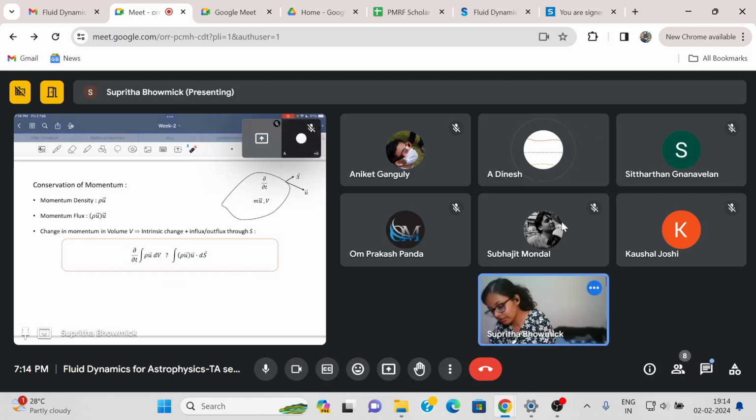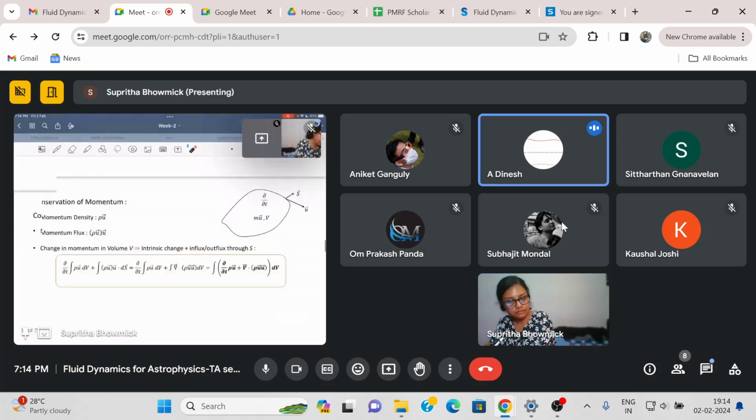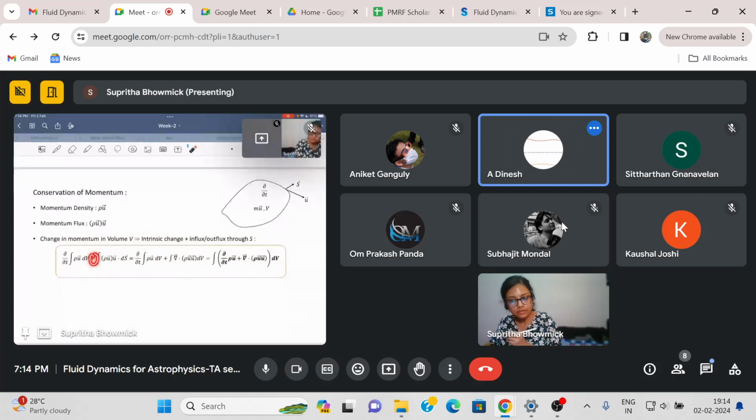Which means that this quantity on the right hand side would come with a negative sign, because if the flux is positive, then the volume V loses momentum. So this quantity on the right hand side comes with a negative sign. So this should be plus. Do you guys agree? Let me know.